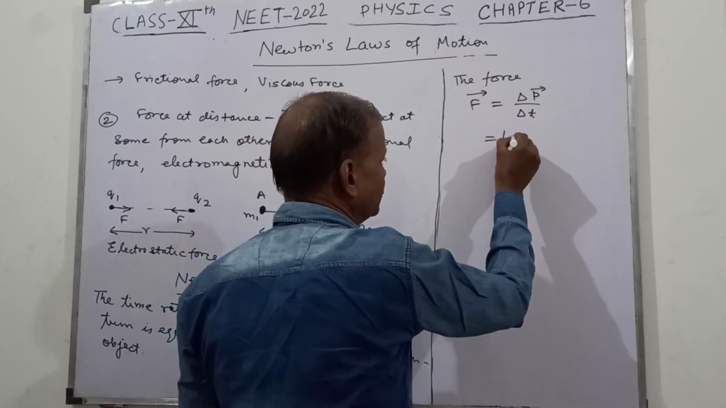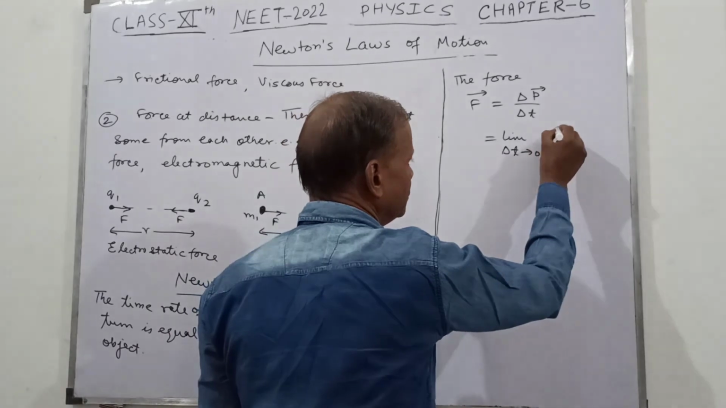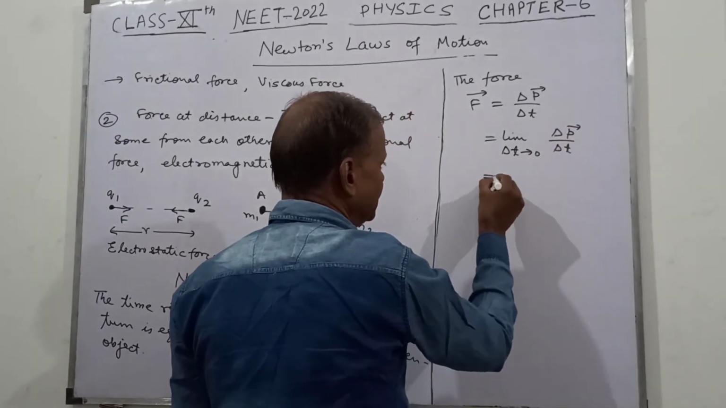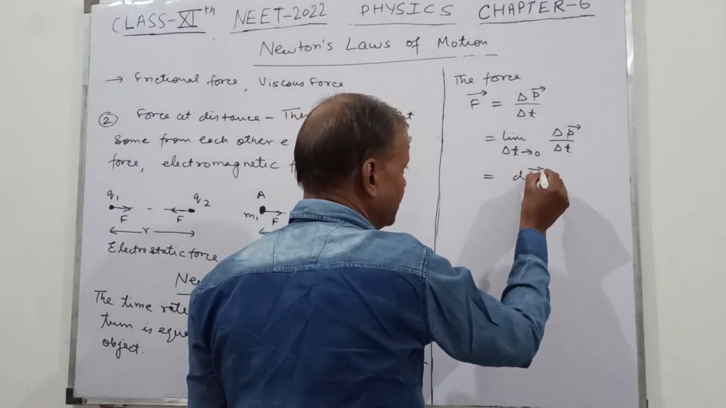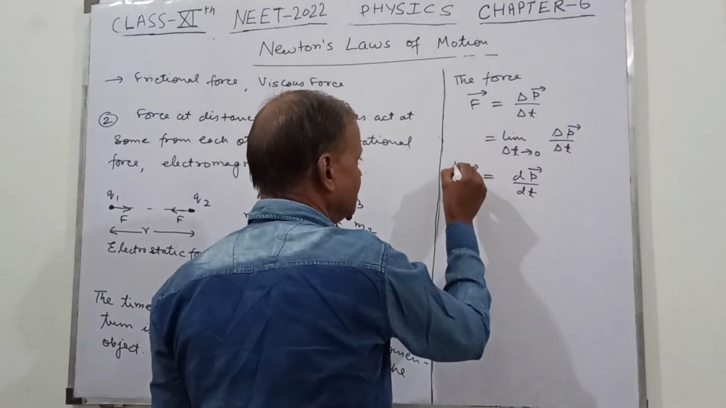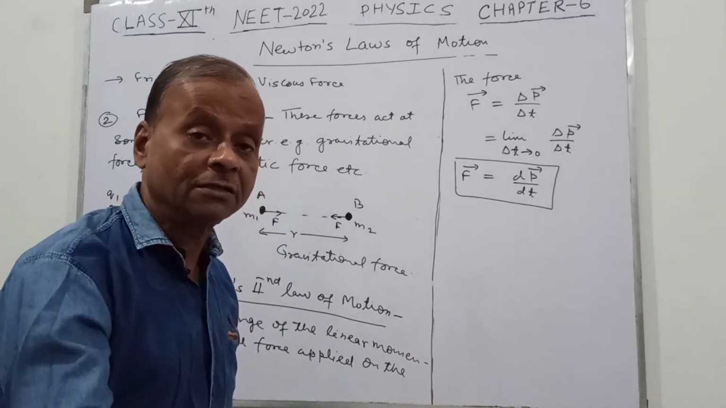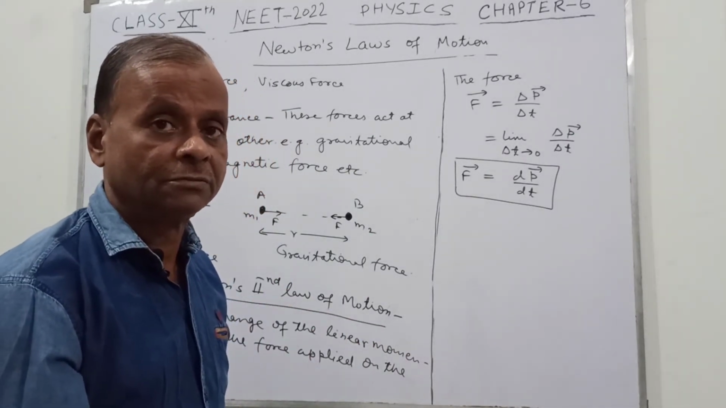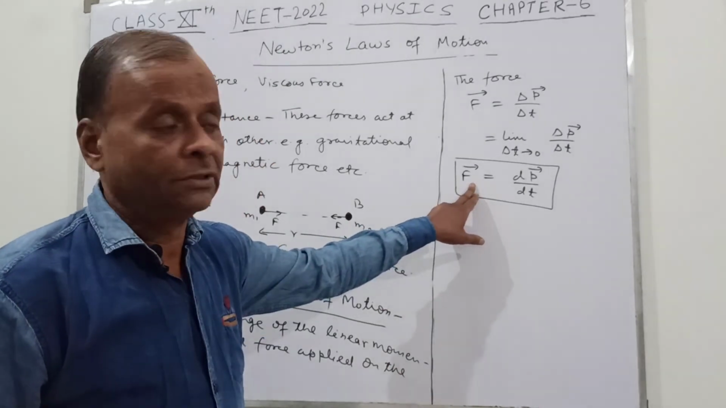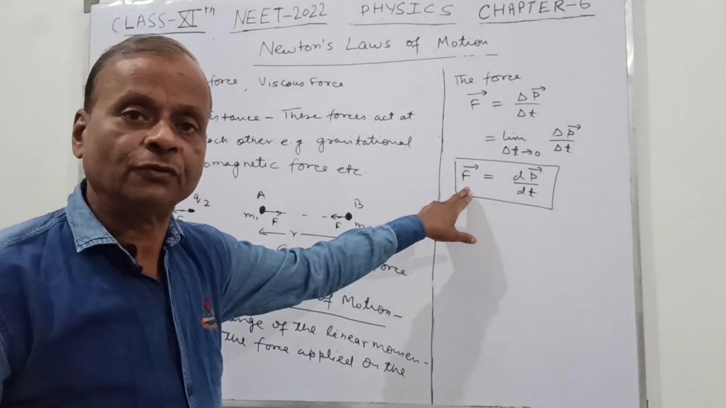And in the limit delta T tends to 0, delta P upon delta T is equal to dP upon dt. This is equal to force F. So you can see that the larger the change, or the more quickly the change, the larger is the force. The smaller the value of time, the larger will be the force.